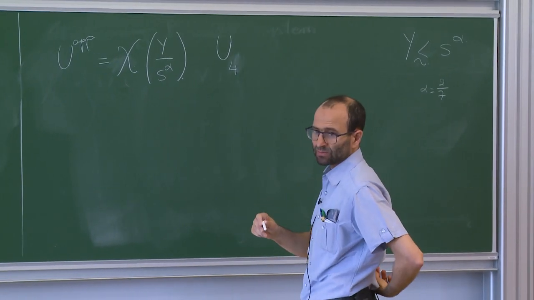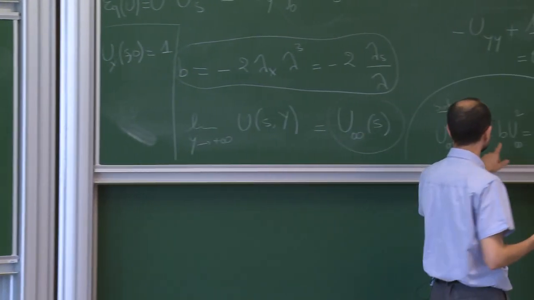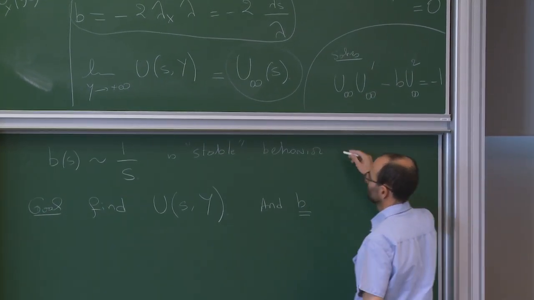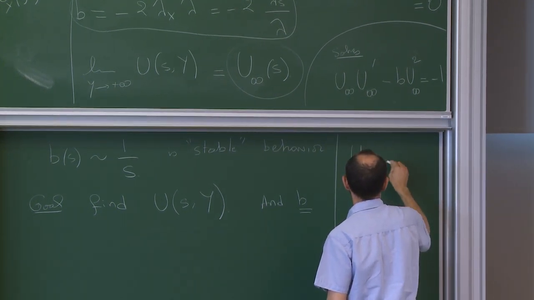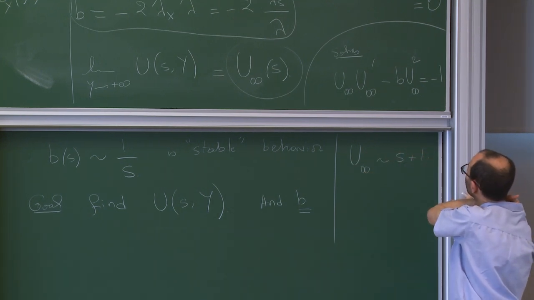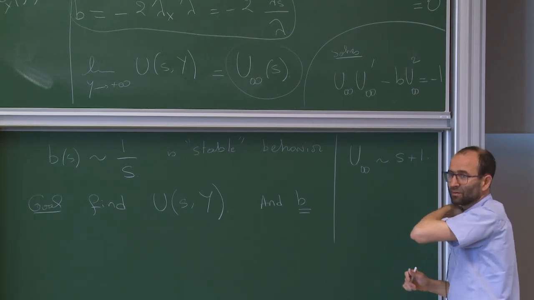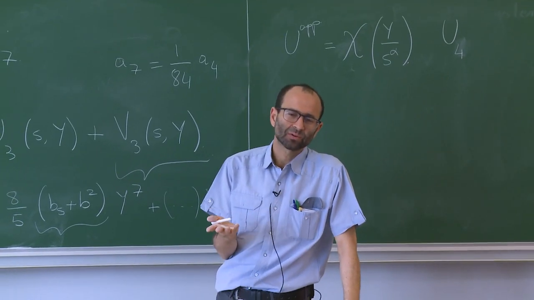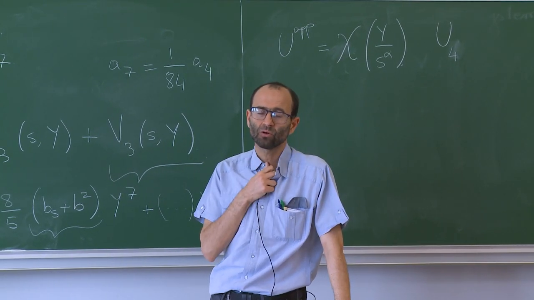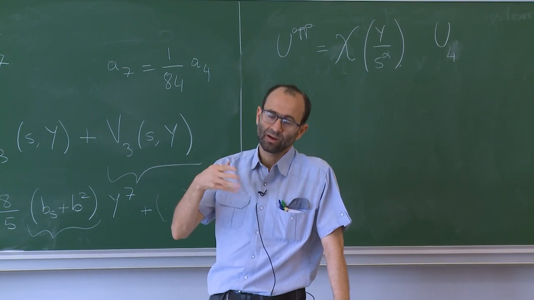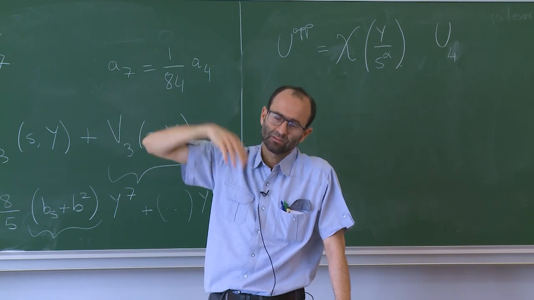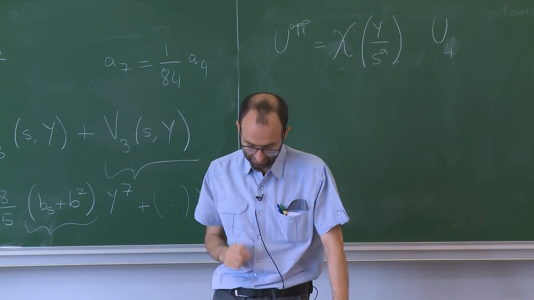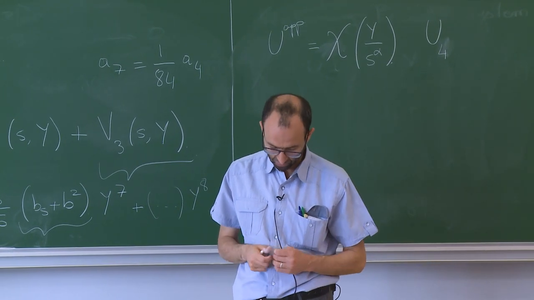Now, my B is 1 over S. So basically, this guy, U infinity, should be like S plus 1. Okay, you can check that. That will more or less do the job. So it's like S, let's say. The difference between S and S plus 1 is not important because all the norms we are going to use are weighted norms. So what happens far away is not that important. You cannot really make it y squared, but a constant at infinity is fine because of the weights we are going to use.